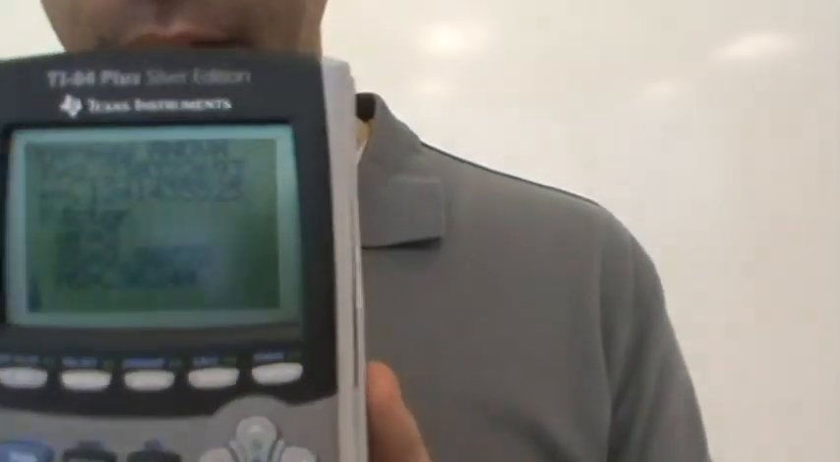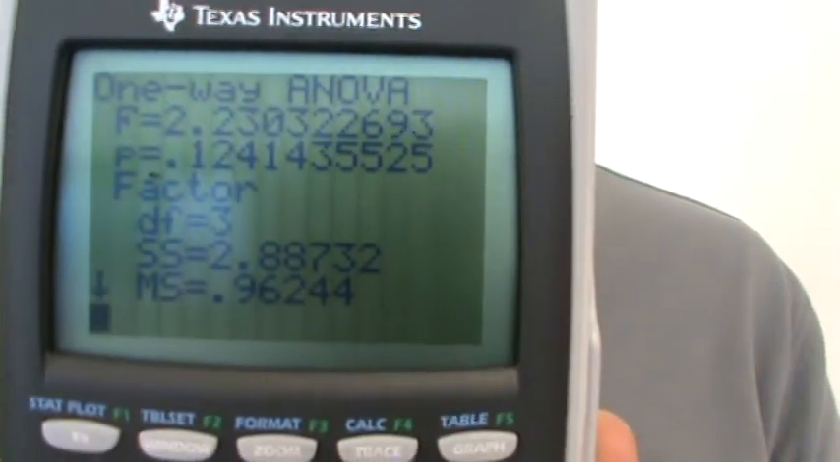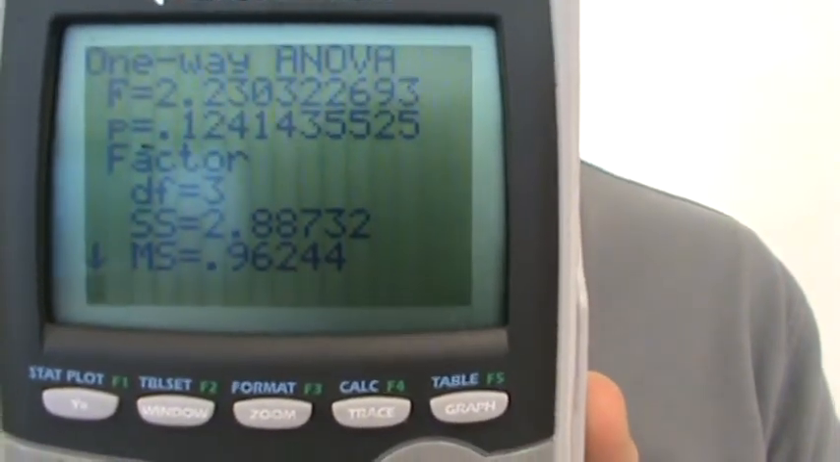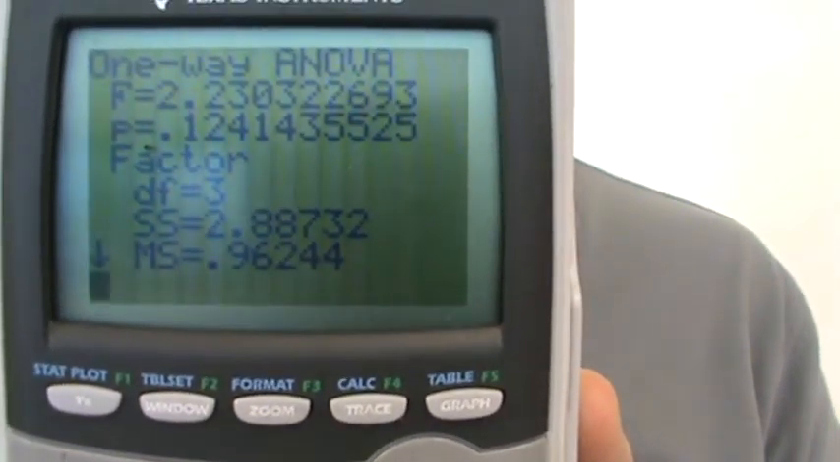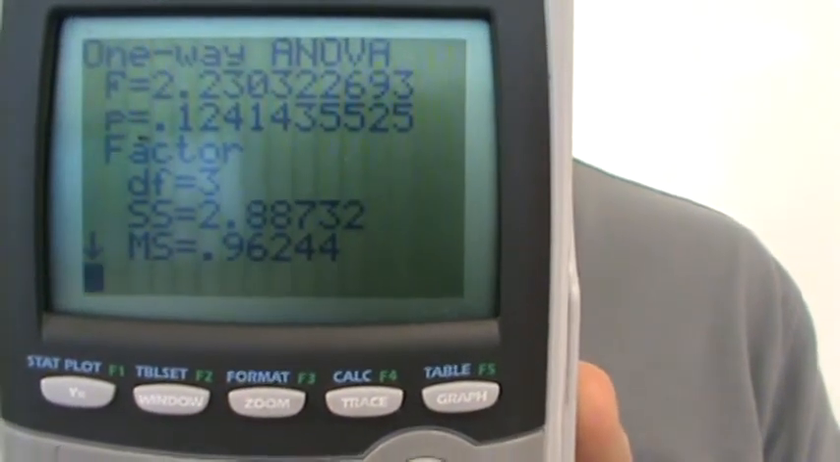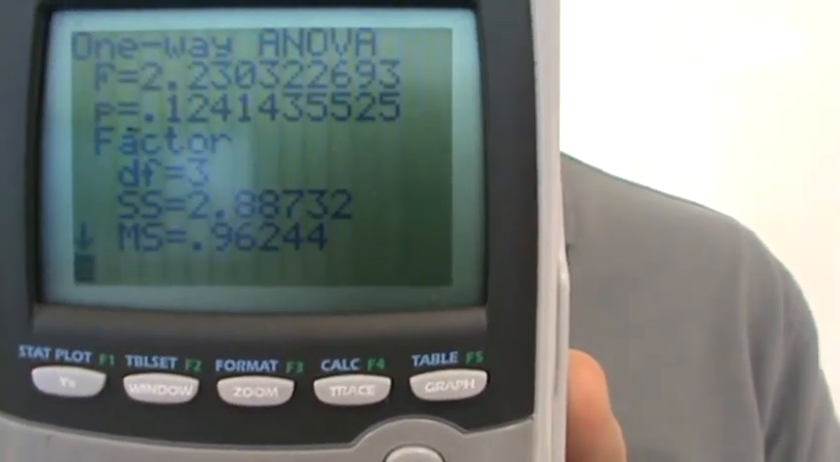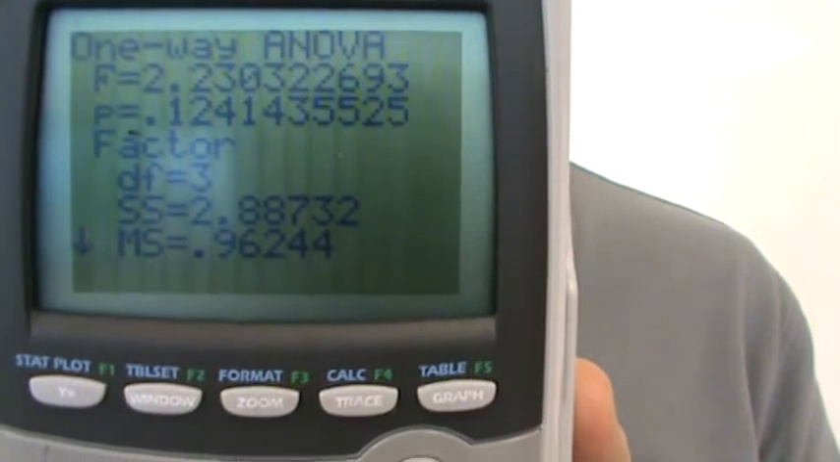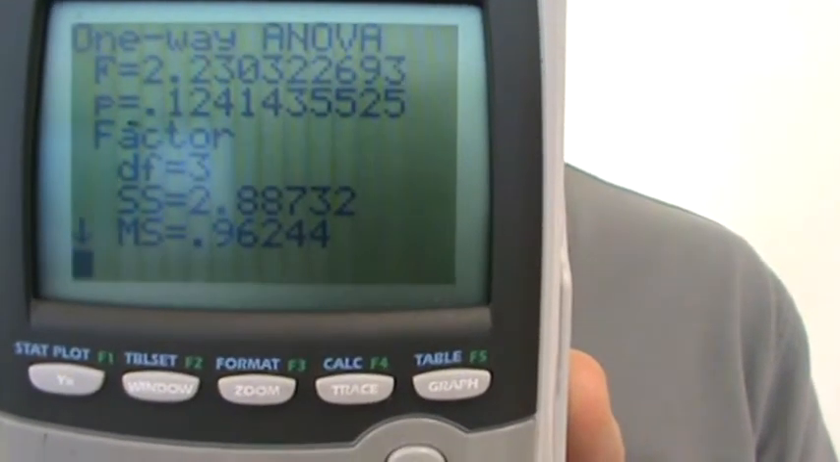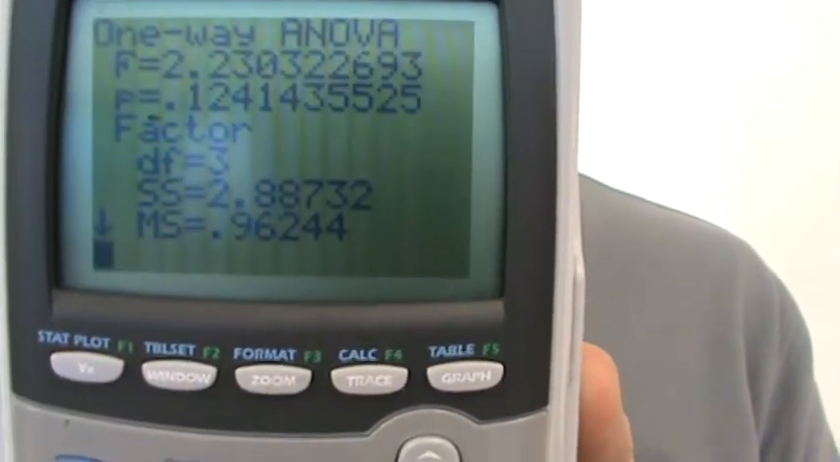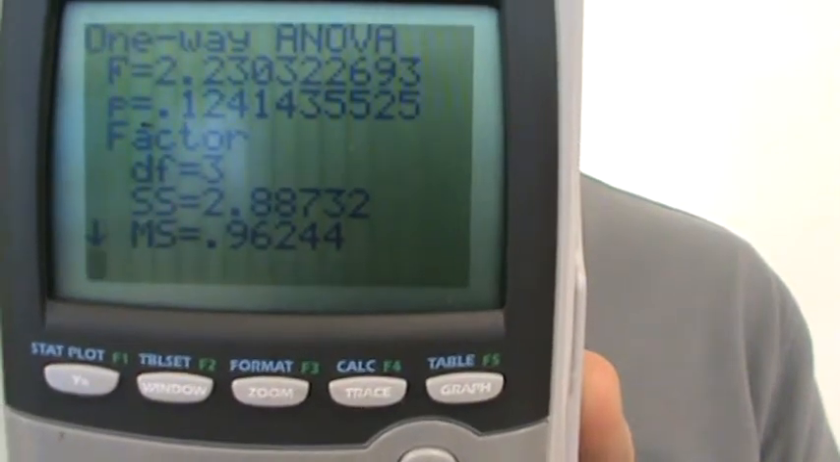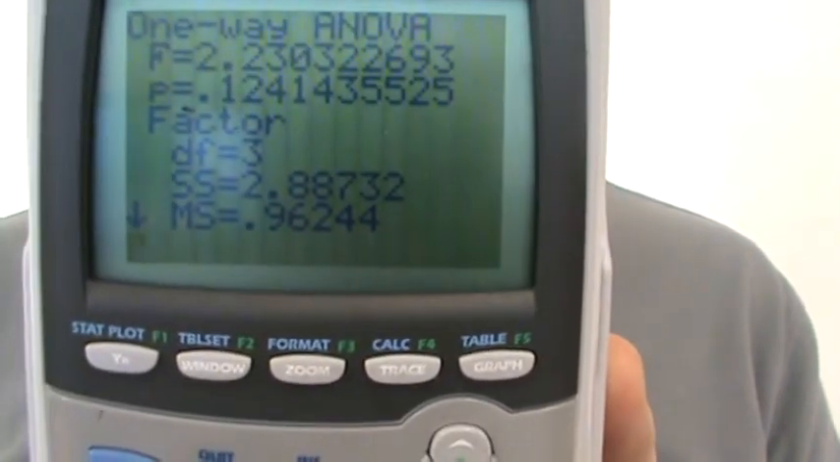Now look what I get in the output. I get my F statistic. My F star is 2.230. My p-value is 0.1241. So there's my test statistic and my p-value, and I can go ahead and do the test for significance, or the test for the difference of means, right there. But also, look what else it gives me.